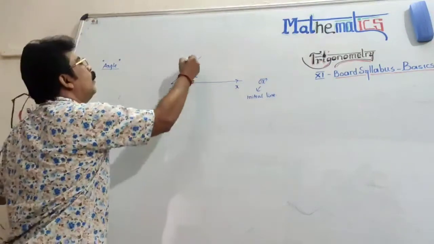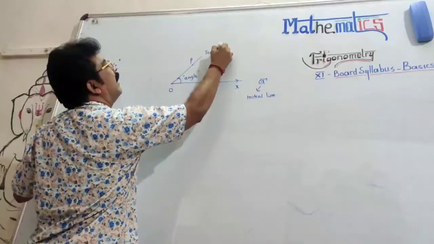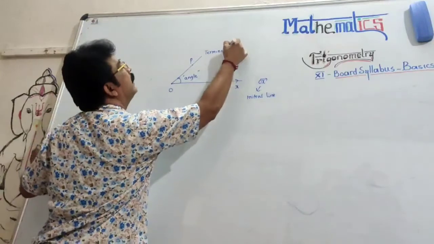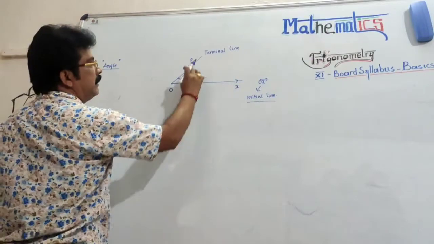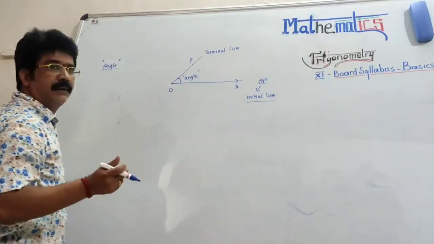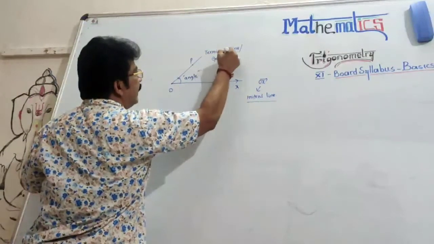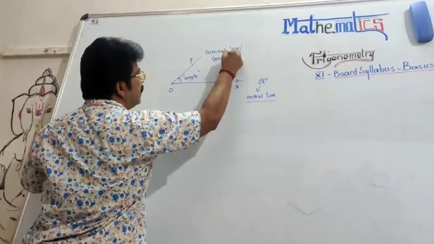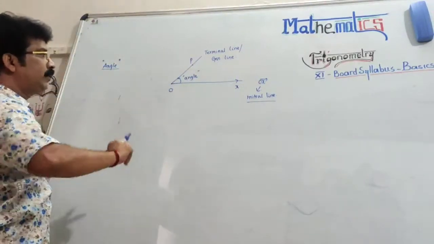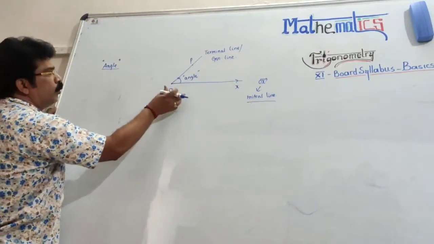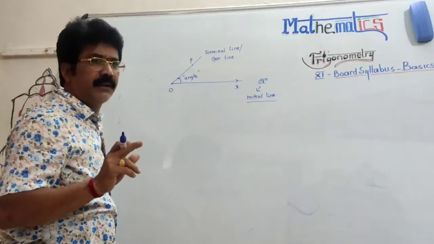Actually, here OP is called the terminal line. This is called the initial line. This one is called the terminal line or generating line. Actually, it should be rotated through clockwise direction or anti-clockwise direction.